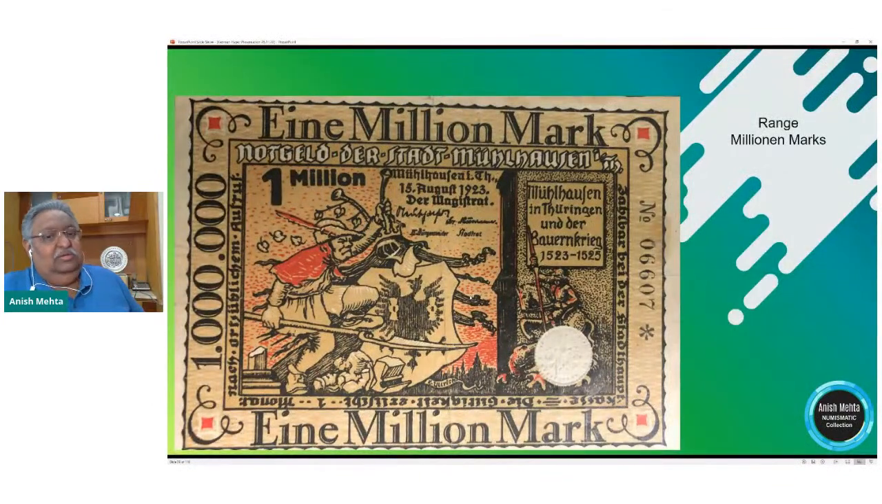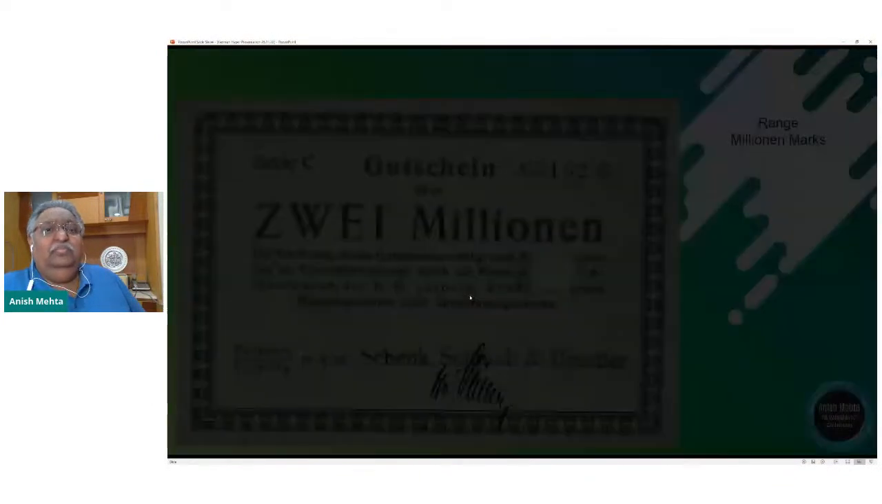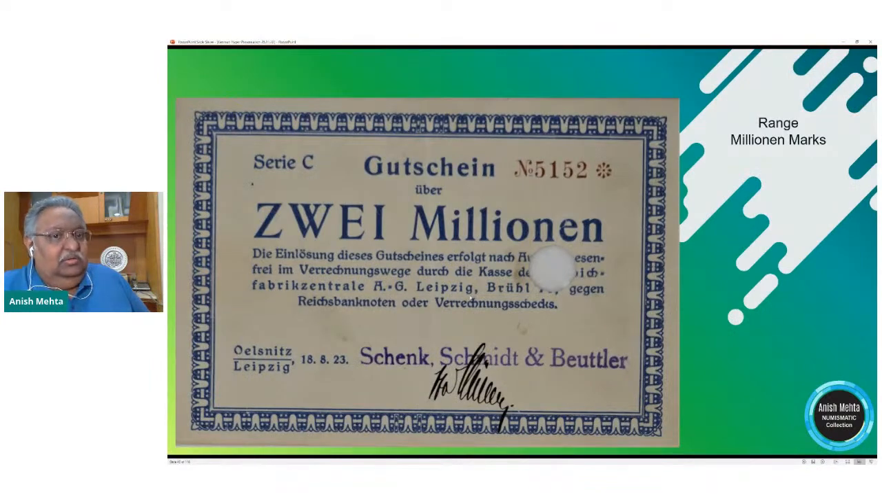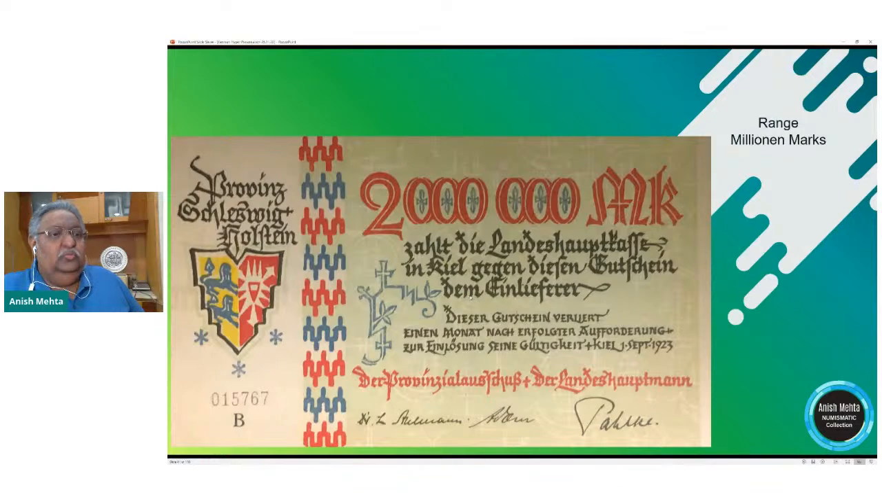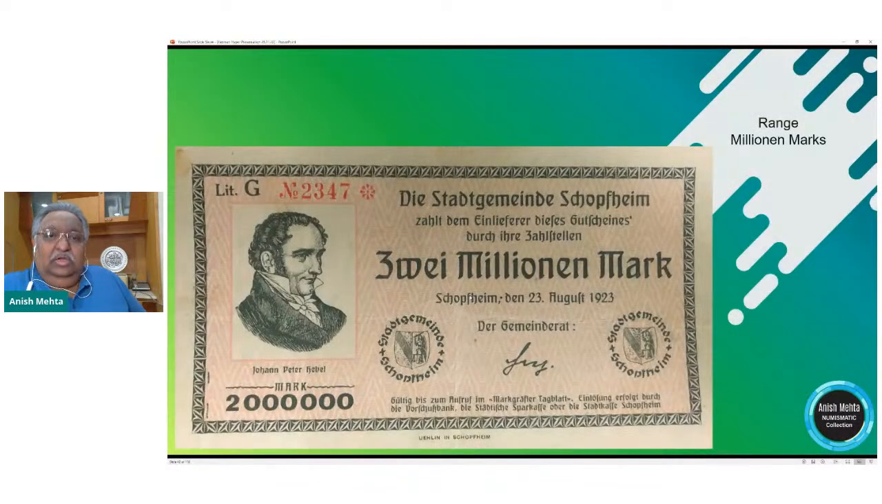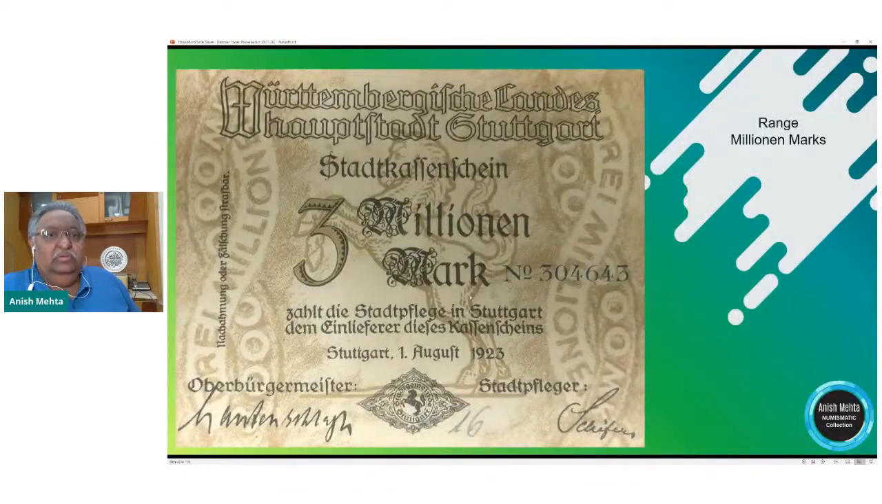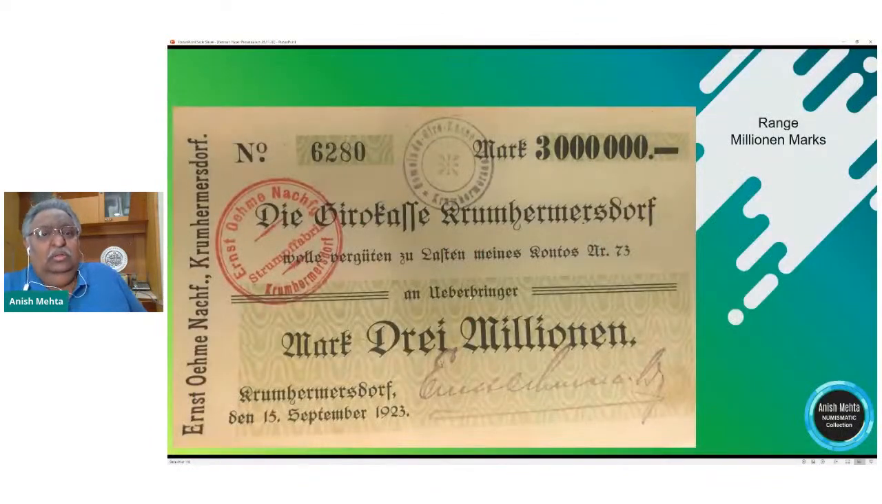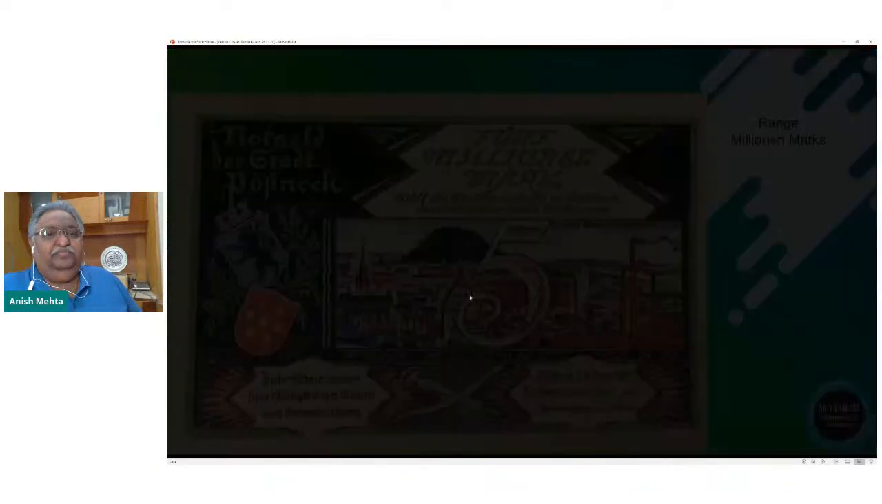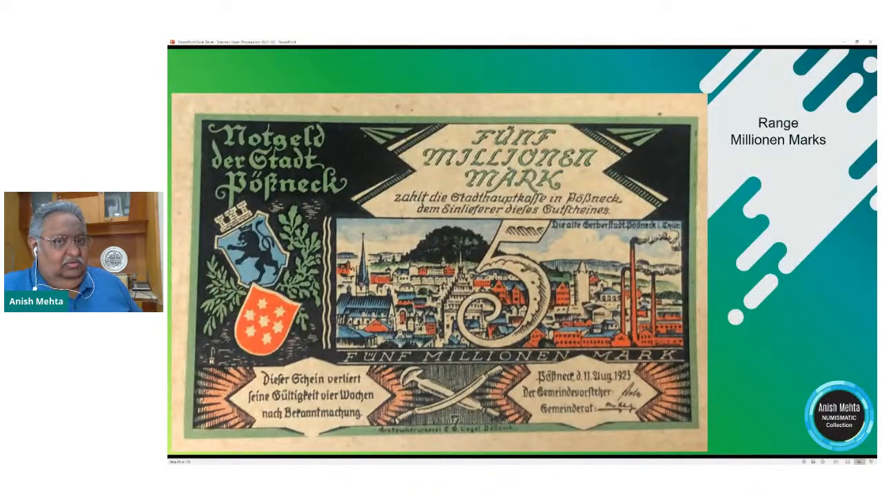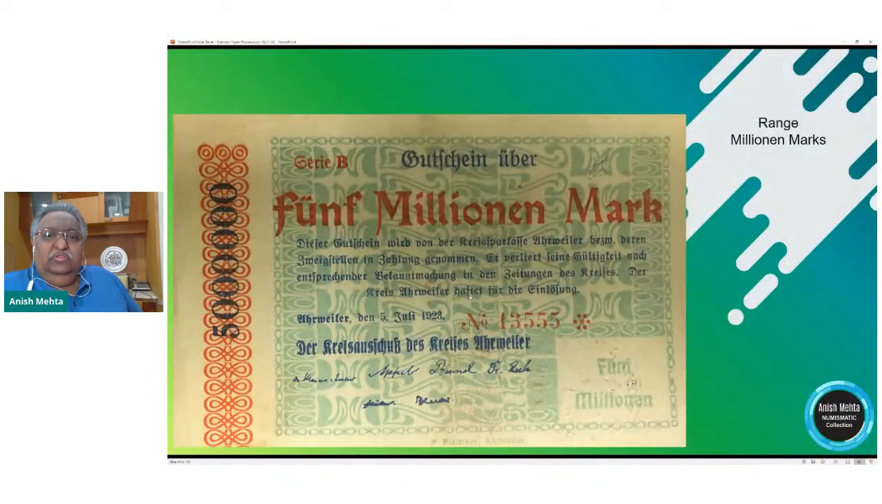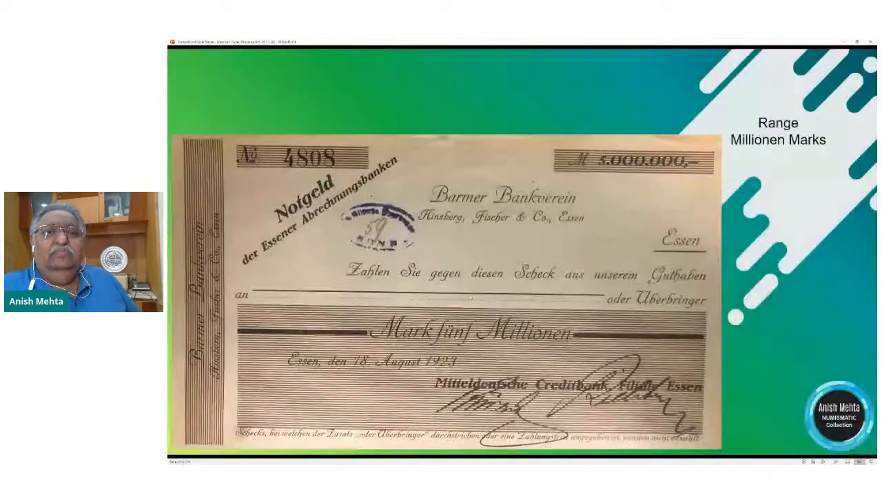This is 1 million marks. 2 million marks. This is also 2 million marks. Another 2 million. This is 3 million marks. This is 3 million, means 3 million marks. 4 million, and 5 million marks. This is another 5 million marks.